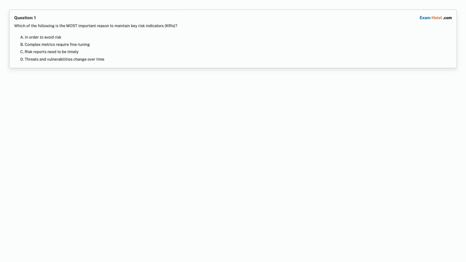Question 1. Which of the following is the most important reason to maintain key risk indicators? CRISC. Option A. In order to avoid risk. Option B. Complex metrics require fine-tuning. Option C. Risk reports need to be timely. Option D. Threats and vulnerabilities change over time. Choose the correct answer.